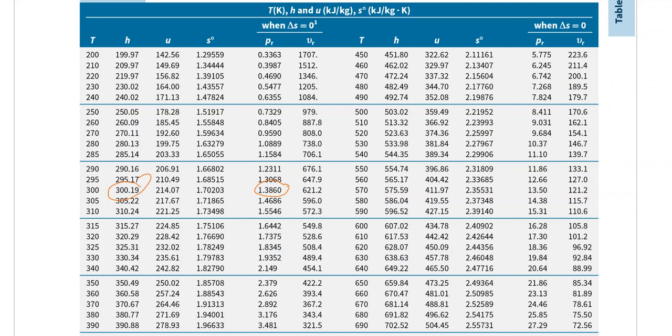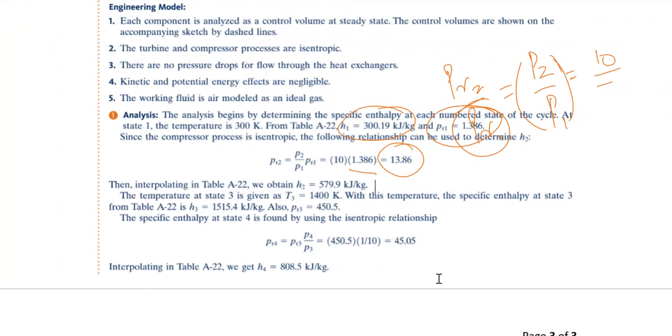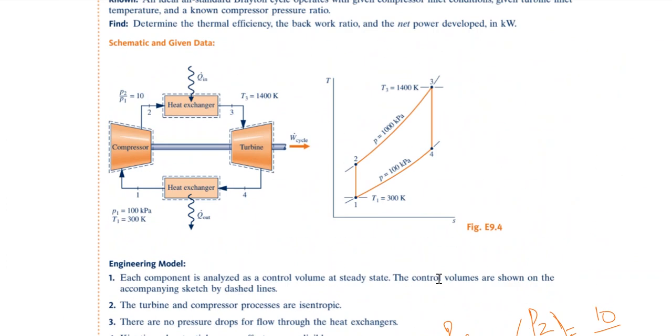Looking at the table again, we have PR at 2 as 13.86. Moving here, we have 13.50 and then 14.38, so our pressure ratio lies somewhere between them. We have to interpolate between these two values, 570 and 580. By interpolating, the value of the enthalpy would be equal to 579.9 kilojoule per kg. So now we have solved state number 1 and state number 2.